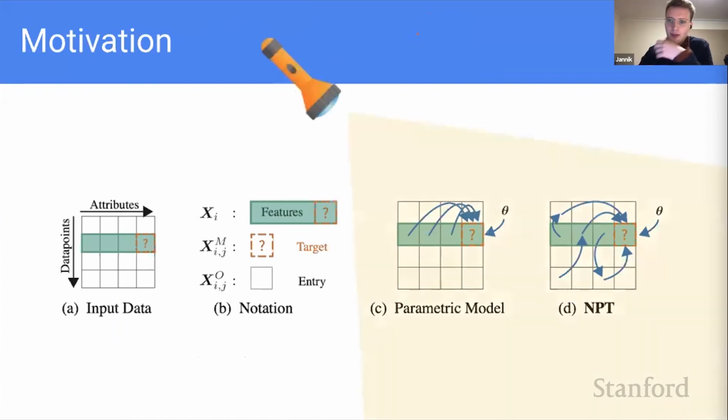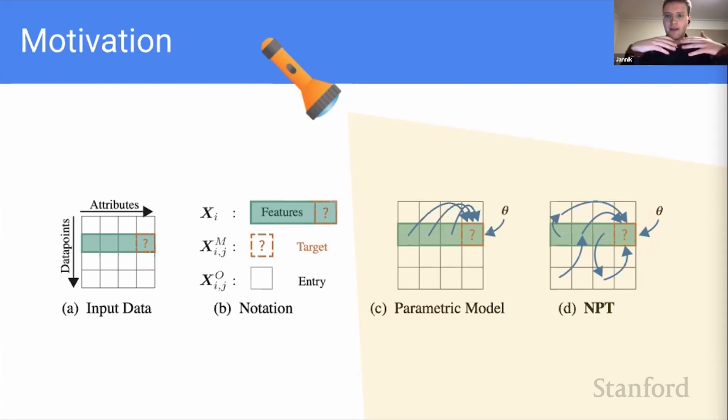And then we can compare NPTs to parametric prediction, right? A classical deep learning model would predict this target value only from the features of that single green input. To do that, it would use the parameters theta. Those would depend on whatever training data we've seen and so on. But at test time, we only look at that single row for which we care about the prediction.